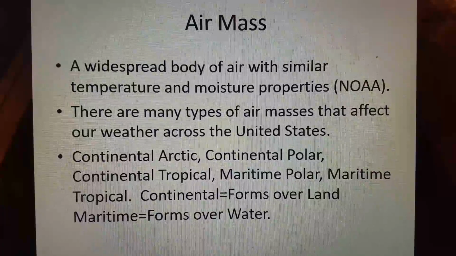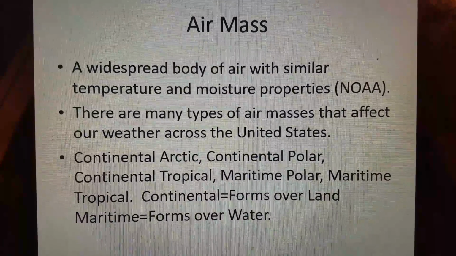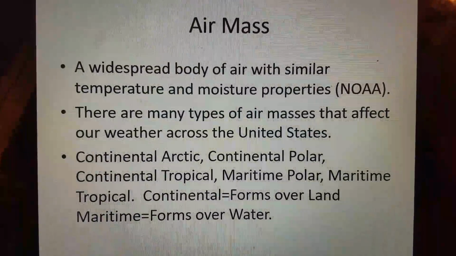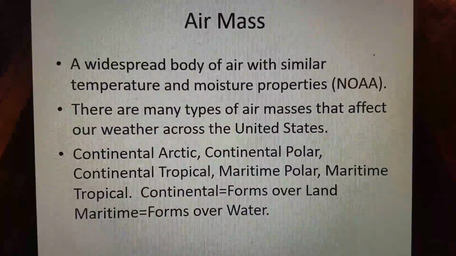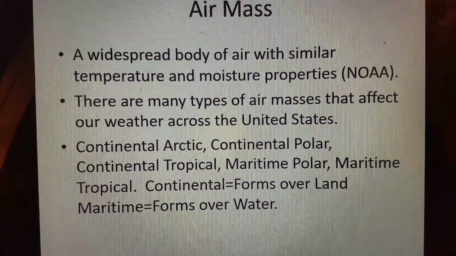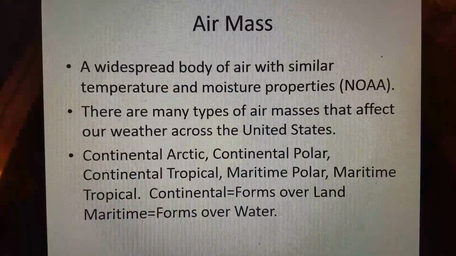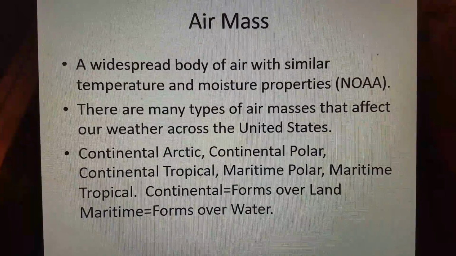And I did pull that definition from NOAA. And so I appreciate that from NOAA. I want to go ahead and give them credit for that for sure. Now, there are many types of air masses that affect our weather across the United States. And here's just some of the types that we have. We have Continental Arctic, Continental Polar, Continental Tropical, Maritime Polar, Maritime Tropical.